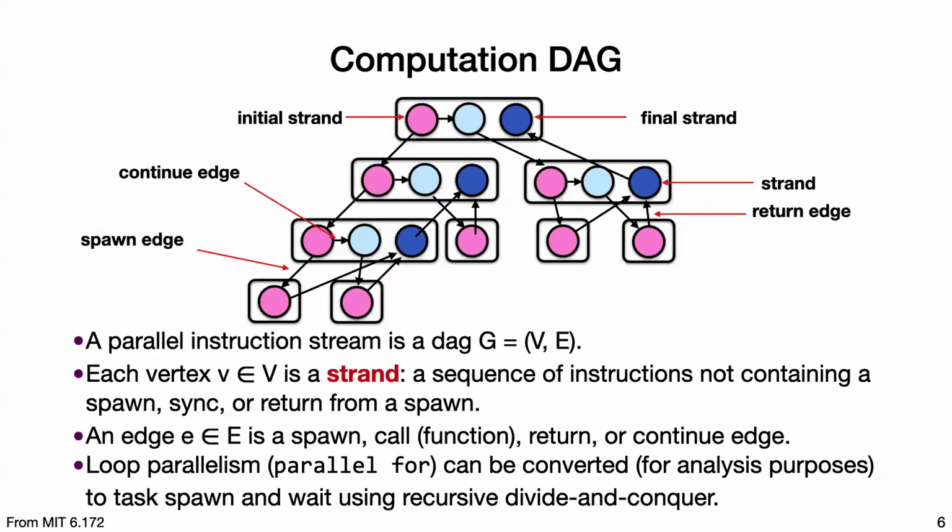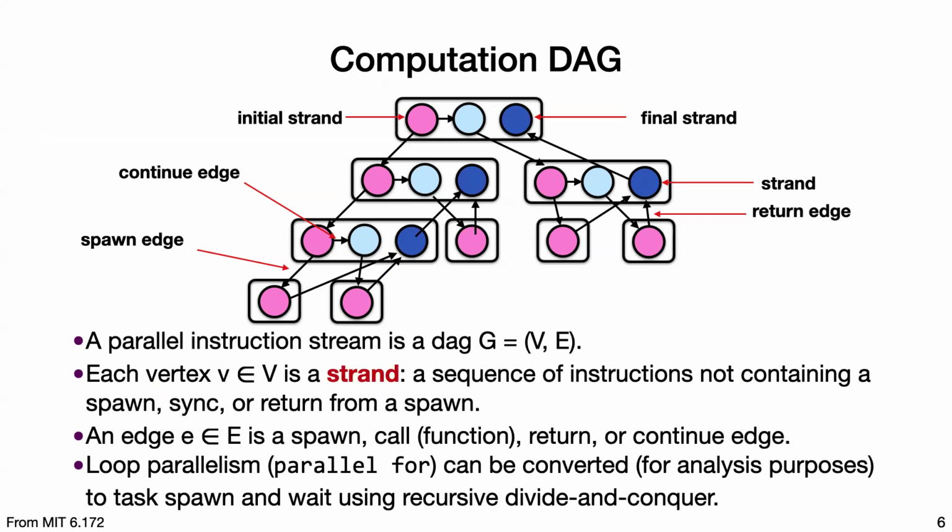Okay, so this is a more concrete version of this. This is just a DAG representation of, like I said, the parallel workflow. The vertices are more formally called strands, which is a sequence of instructions. It can be one instruction or a bunch of them, which doesn't contain spawn, sync, or return from spawn. So this is the initial strand. And then an edge is either the spawn, a function call, the return, or continue.